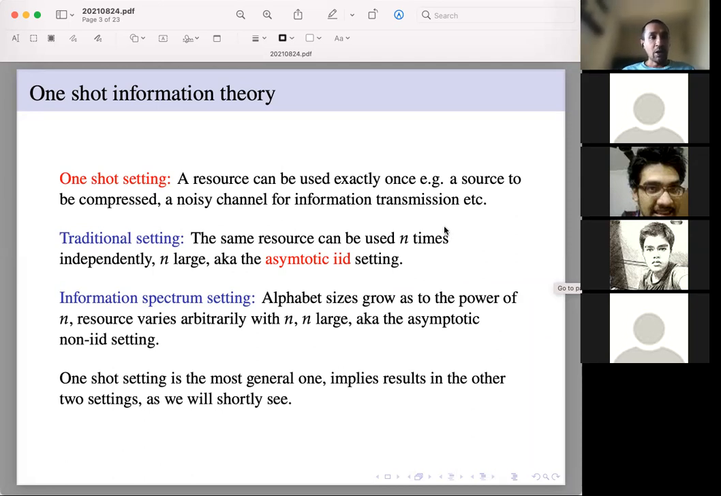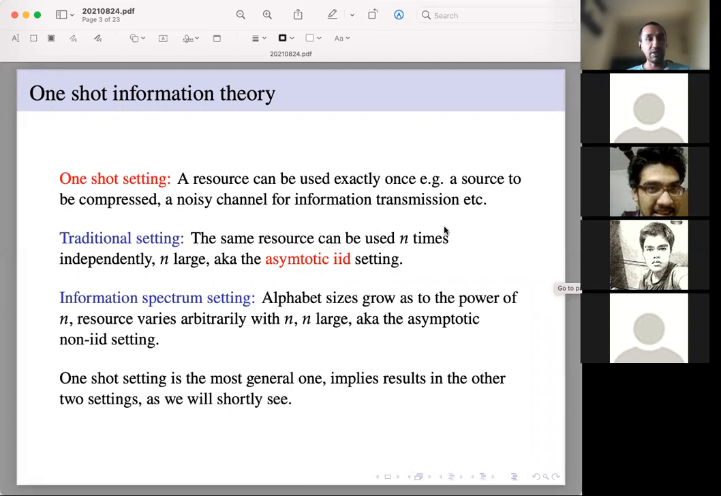Okay. So what is one-shot information theory? It is the setting where a resource can be used exactly once. An information theoretic resource, for example, can be a source to be compressed. So the source outputs symbols according to a probability distribution. So this source has to be compressed.